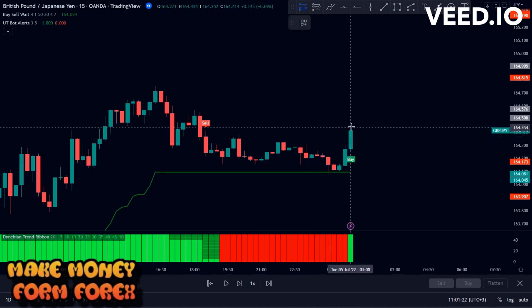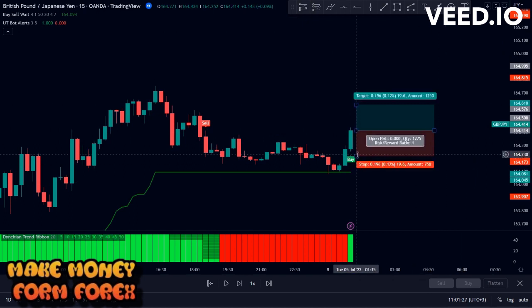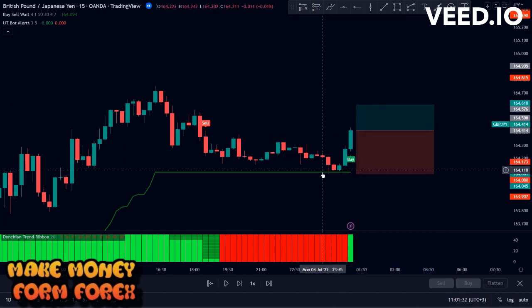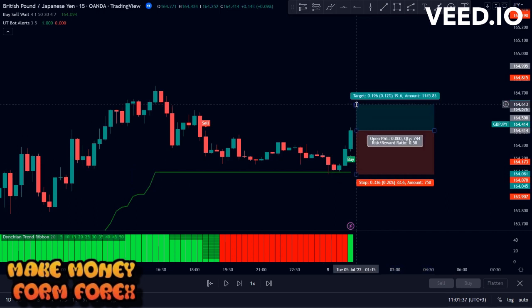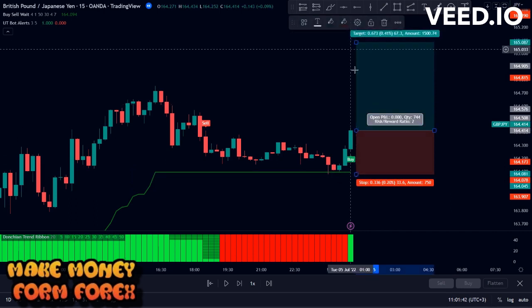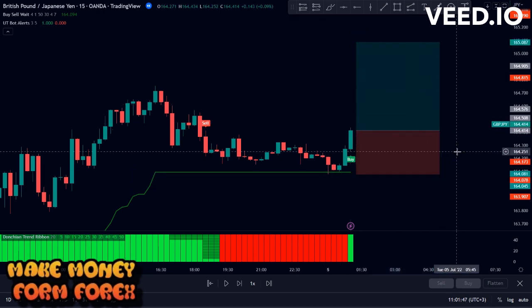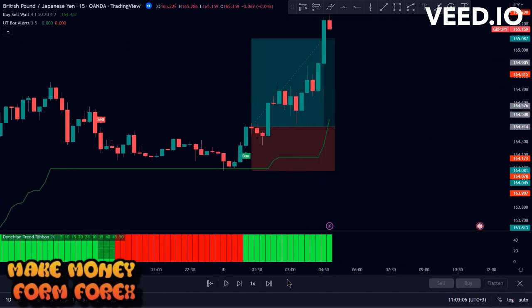We enter a long trade here, set our stop loss below the most recent swing low, which is this one right here. And for the take profit, we're gonna set it at 2 times the risk. We let this trade run, and full TP.